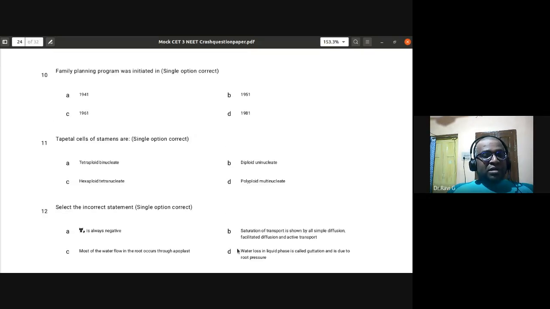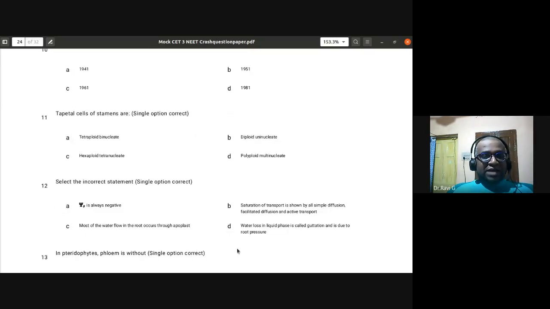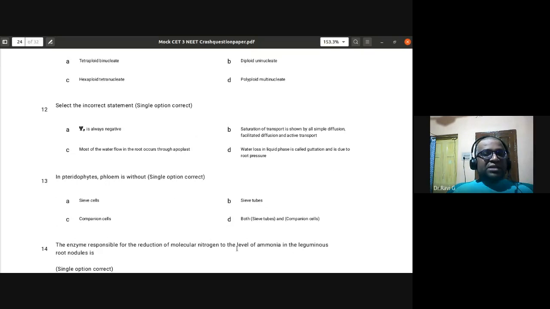Okay. So select the incorrect statement. A, Psi S is always negative. Okay. B, saturation of transport is shown by all: simple diffusion, facilitated diffusion, and active transport. So that is the incorrect statement.